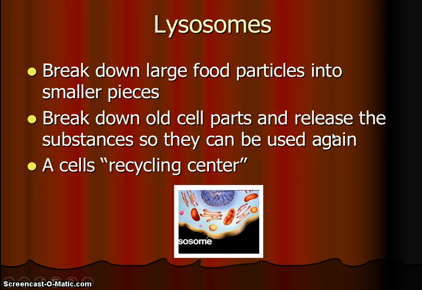Okay, then we have the lysosomes. Lysosomes break down large food particles into smaller pieces. They also break down old cell parts and release the substances so they can be used again. It's like the cell's recycling center. Okay, the orange is a lysosome. They're usually circular looking. The lysosomes also are like the cleaning. They're cleaning up the cell.